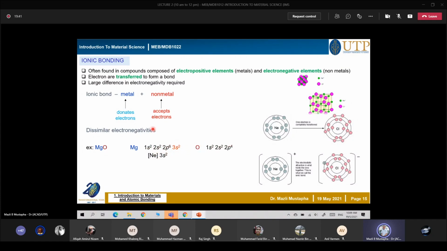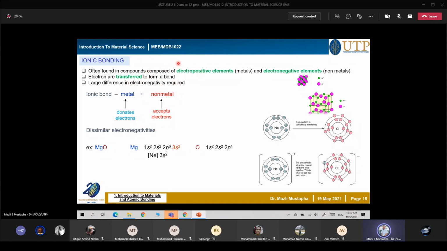But what I'm stressing is that atomic bonding in solids can be divided into two: the primary and the secondary. The primary interatomic bonding can be divided into three: the ionic bonding, covalent bonding, and the metallic bonding. So this slide is dealing with the ionic bonding.